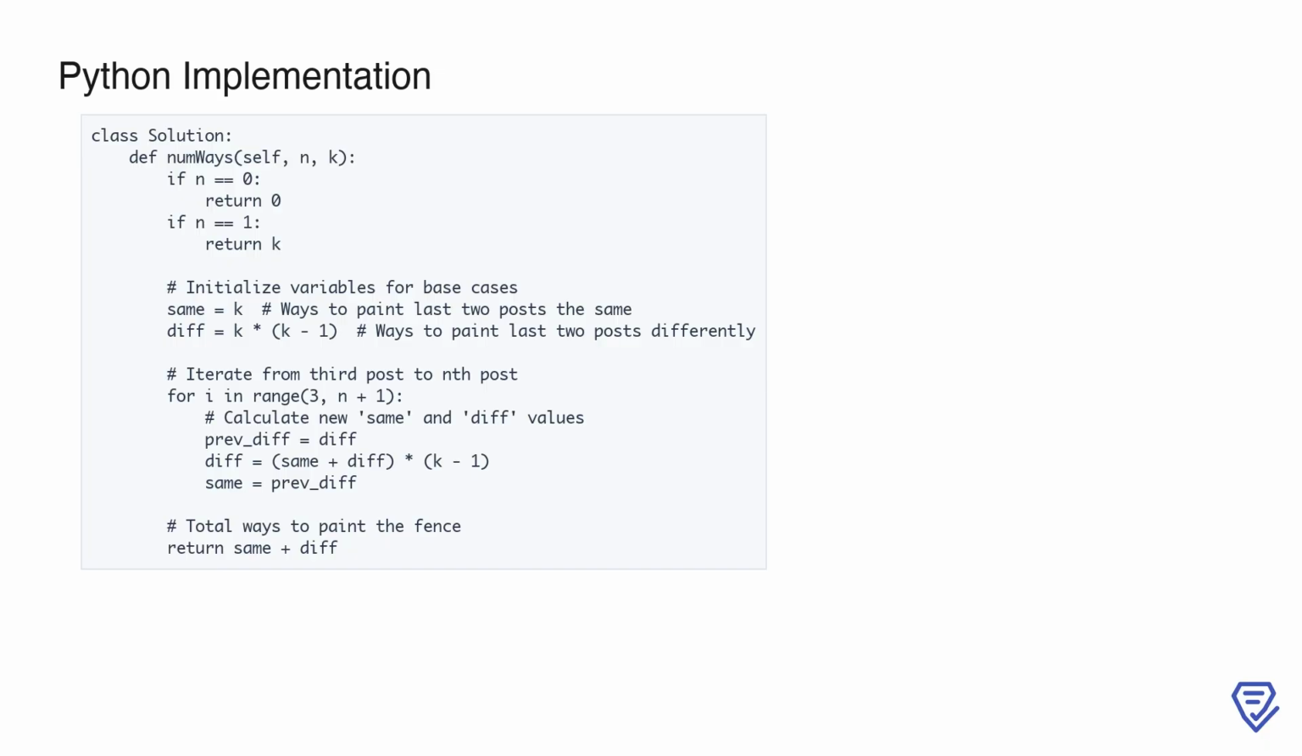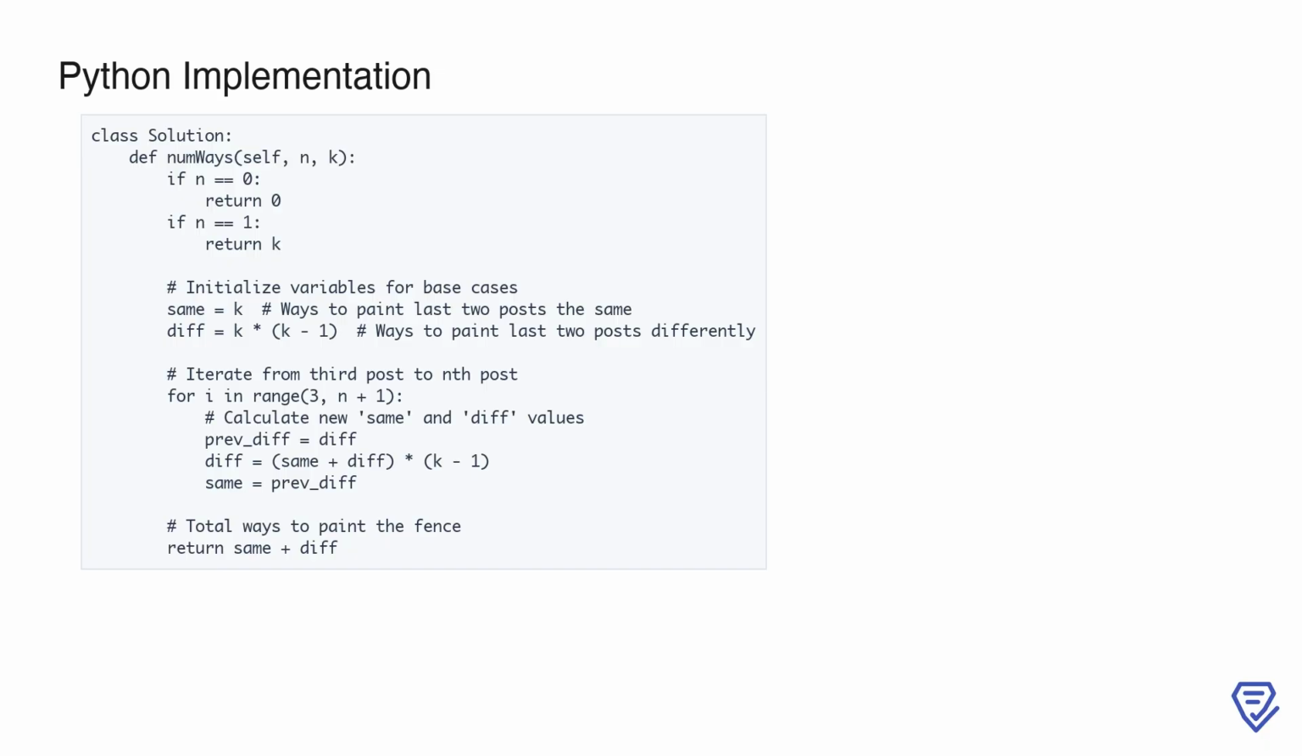For two posts, n equals 2, there are two scenarios: both posts have the same color, k ways, or they have different colors, k*(k-1) ways. The variables same and diff track the number of ways to paint the last two posts with the same or different colors, respectively. For example, same starts as k, all posts the same color, and diff as k*(k-1), adjacent posts different.